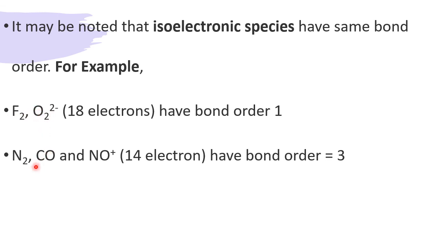And in the case of N2, already 3 bonds are there, so the bond order is 3. Here the bond order of CO, carbon monoxide, is 3. In the NO plus ion, a triple bond is there. You draw the Lewis structure and you will come to know. It is 3. So all these 3 have the same number of electrons, and the bond order is also the same.